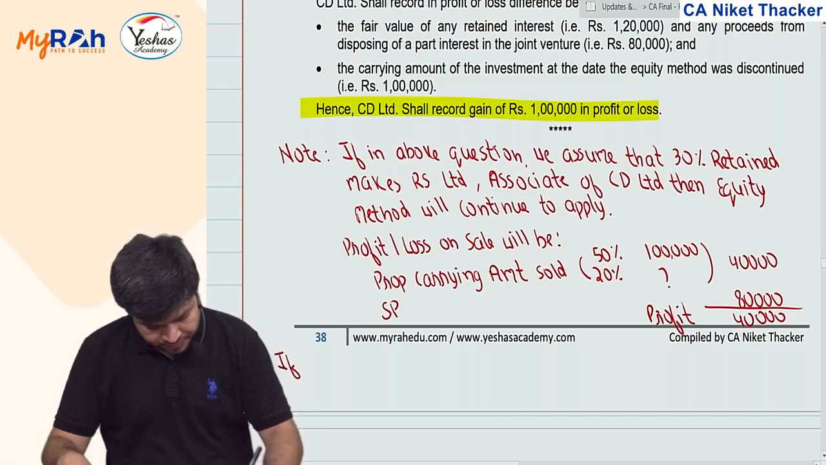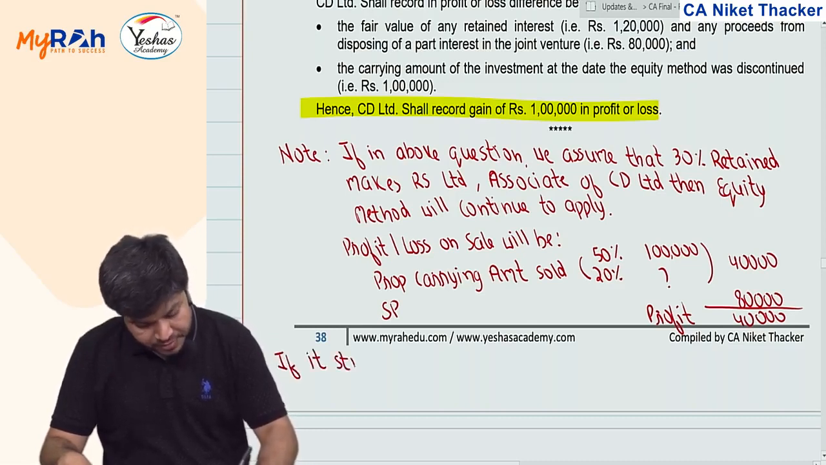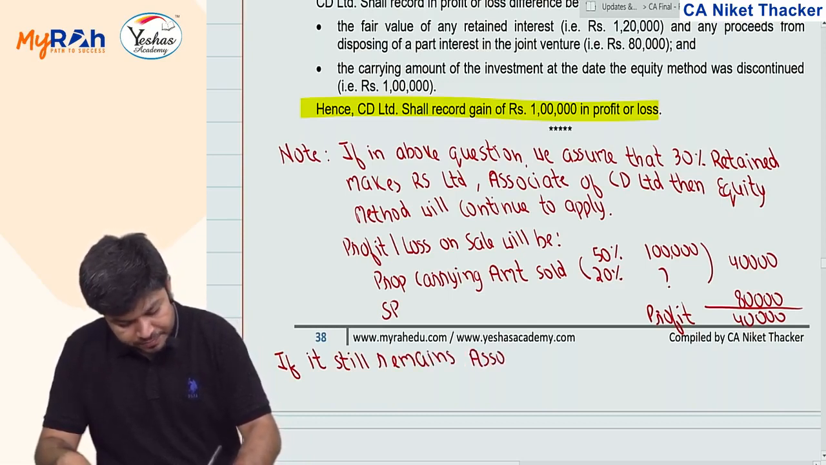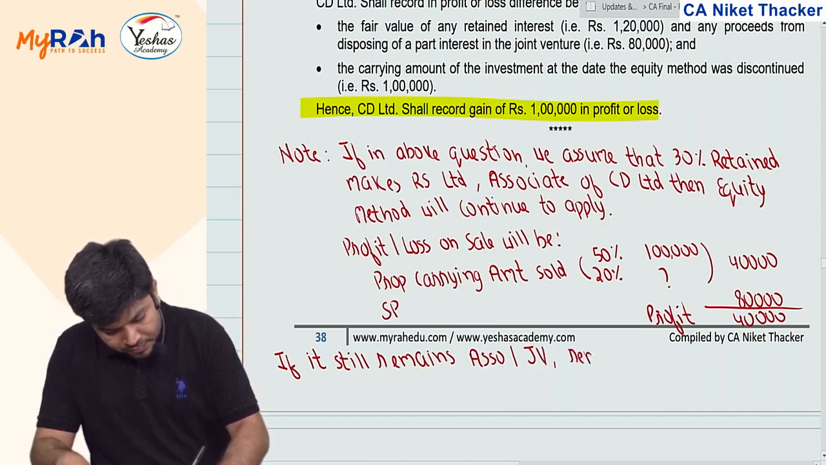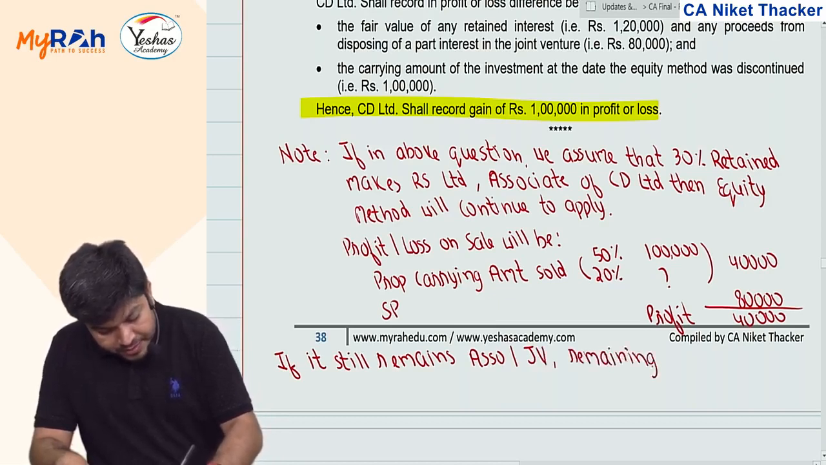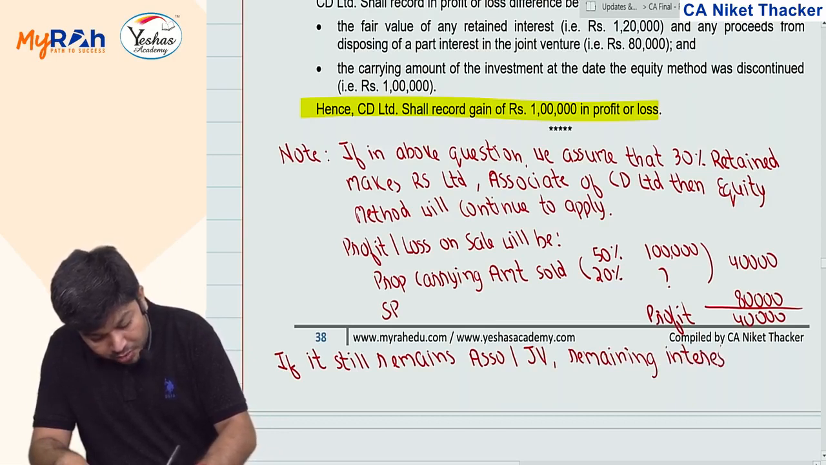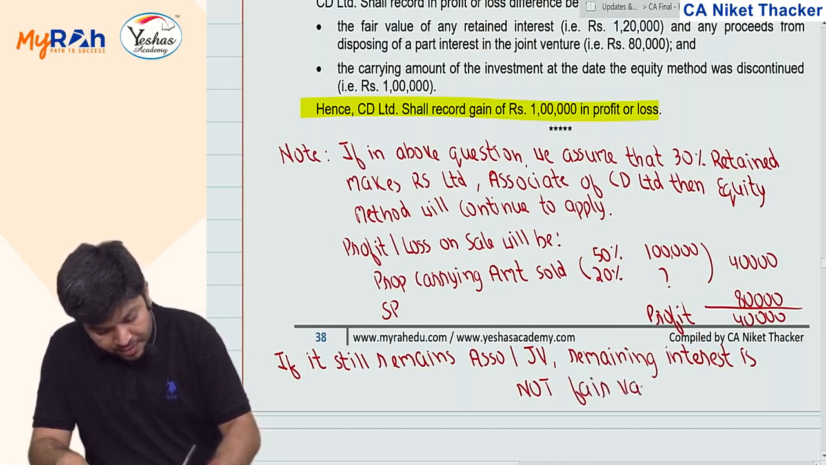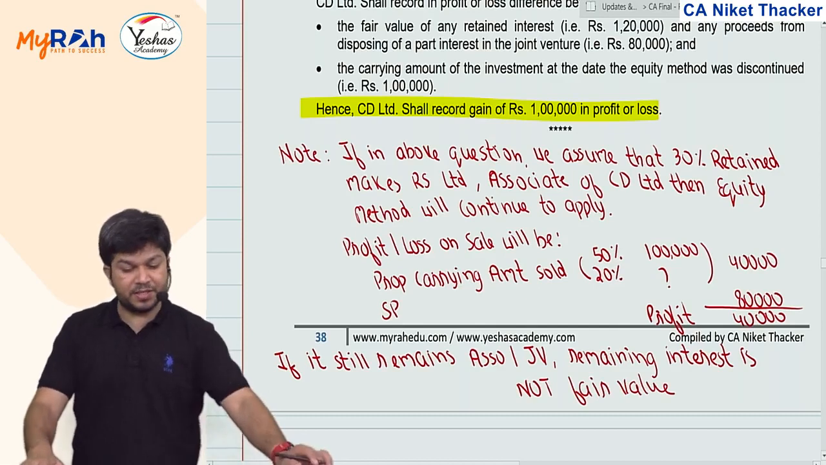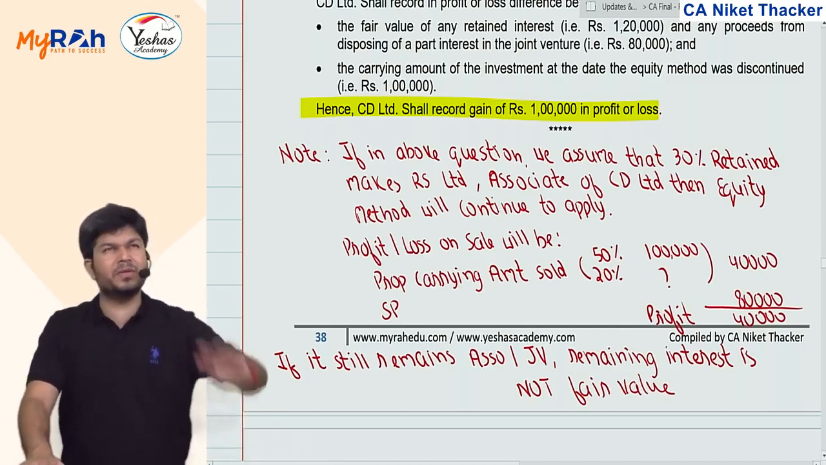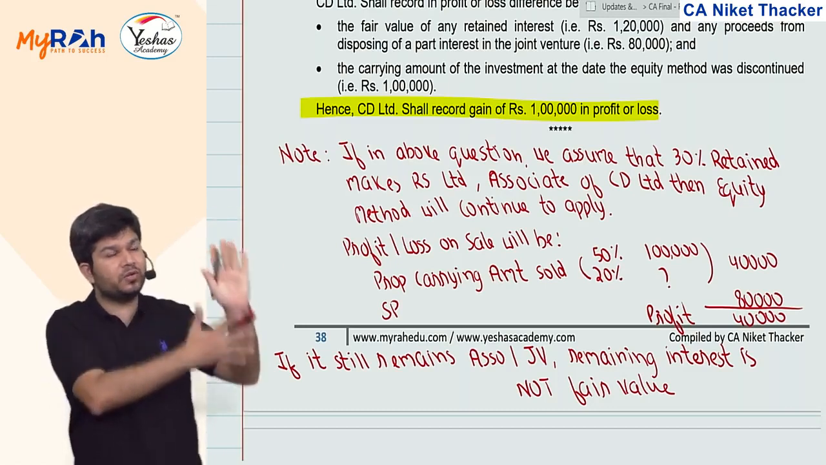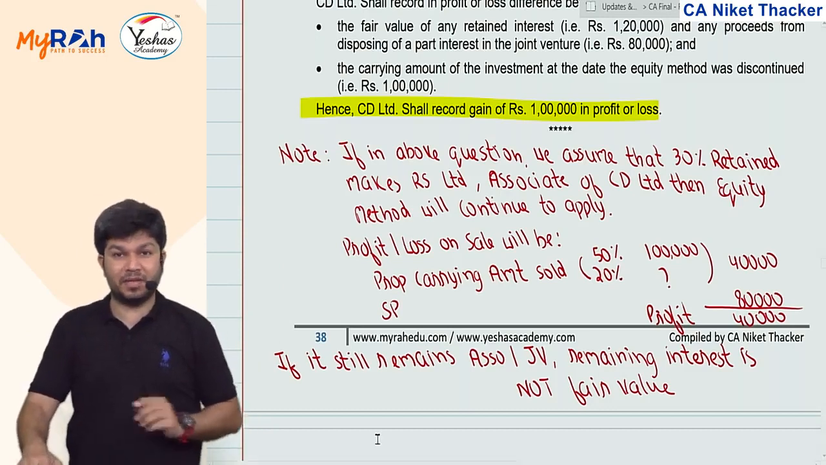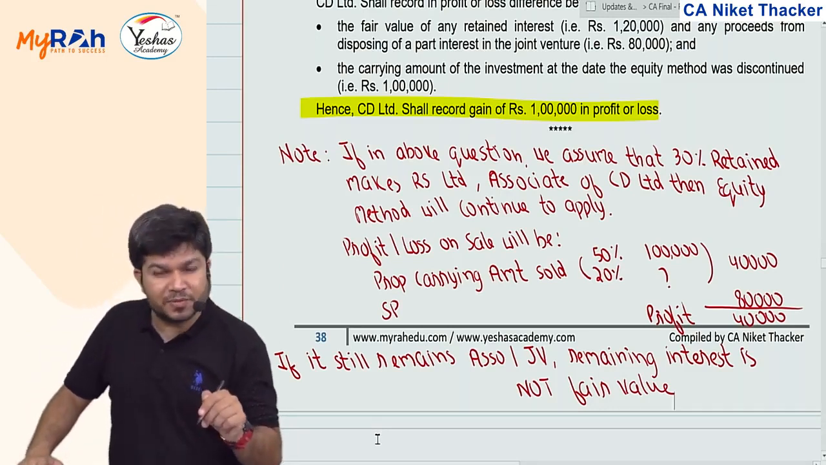So if it still remains associate or JV, remaining interest is not fair valued. Now if it is not associate or JV, remaining interest is fair valued. So remaining is 120, sale pe mila 80, total 2 lakh, carrying amount went is 1 lakh, 1 lakh ka gain. But now remaining still it is suppose associate.